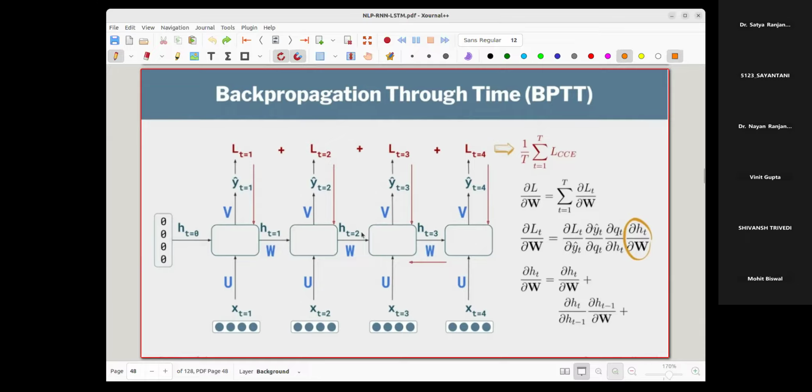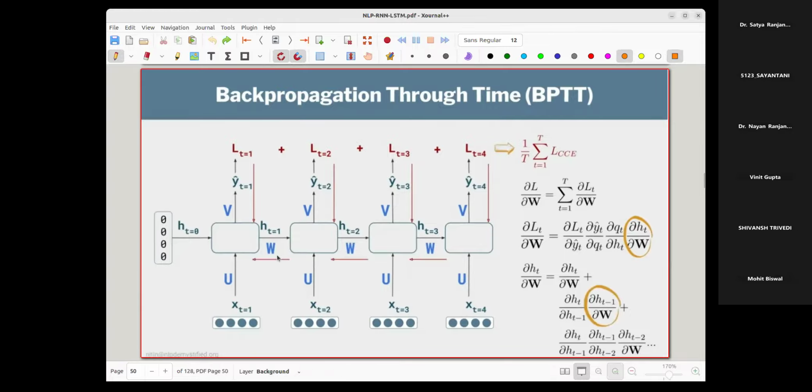Del ht by del W for this time step. Now it will go one step further. Now that ht is depending on this ht. So here del ht by del ht minus 1. Whatever may be, if t equal to 4 this will be h4 by h3, into del ht minus 1 by del W. Now this is again depending on the previous h and W. So again you have to calculate del ht minus 1 by del W. Again it will be del ht by del ht minus 1, ht minus 1 by ht minus 2, again ht minus 2 by del W. Like this you will go back.